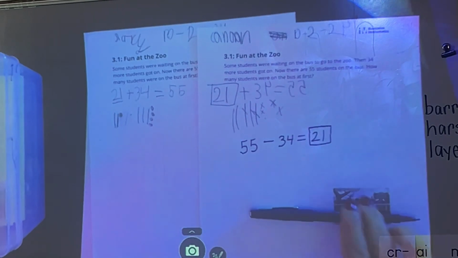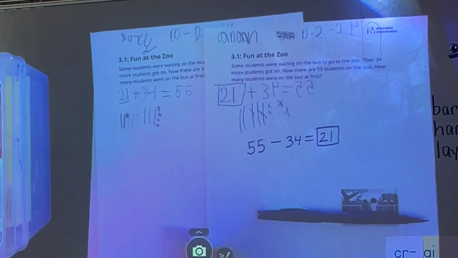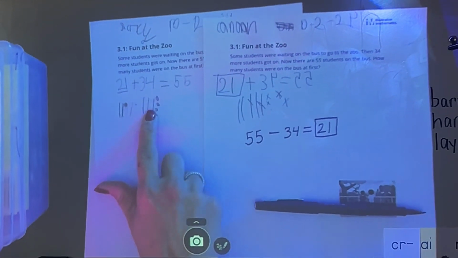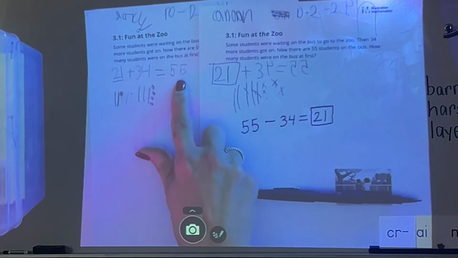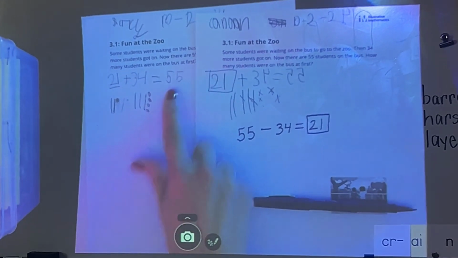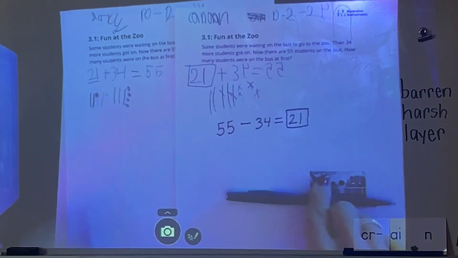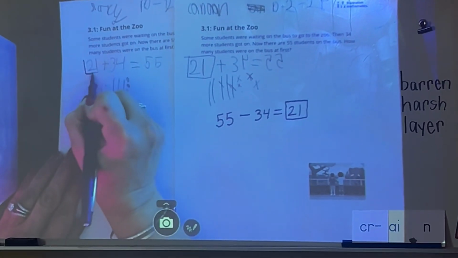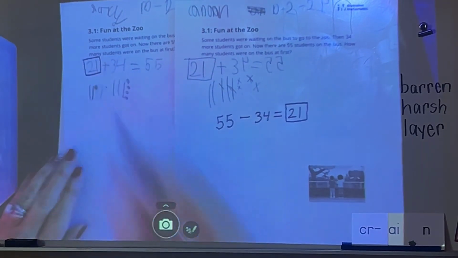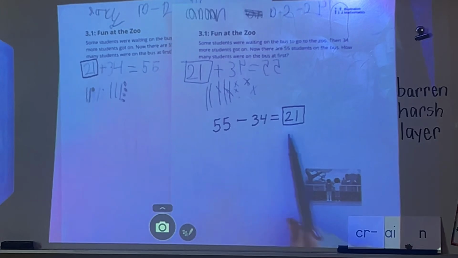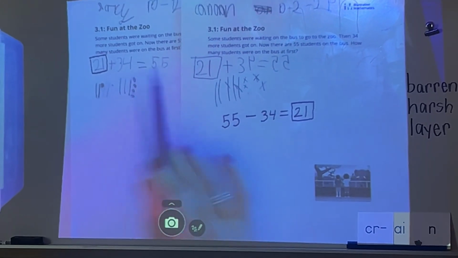21. So she did addition. She started with her 34 and added on until she got to 55. Did both of them get the same answer? Yes. She underlined it and put a box around it for her right here so you can see. Different way. Canaan subtracted and Darcy added. All right, so now let's look at the next one.